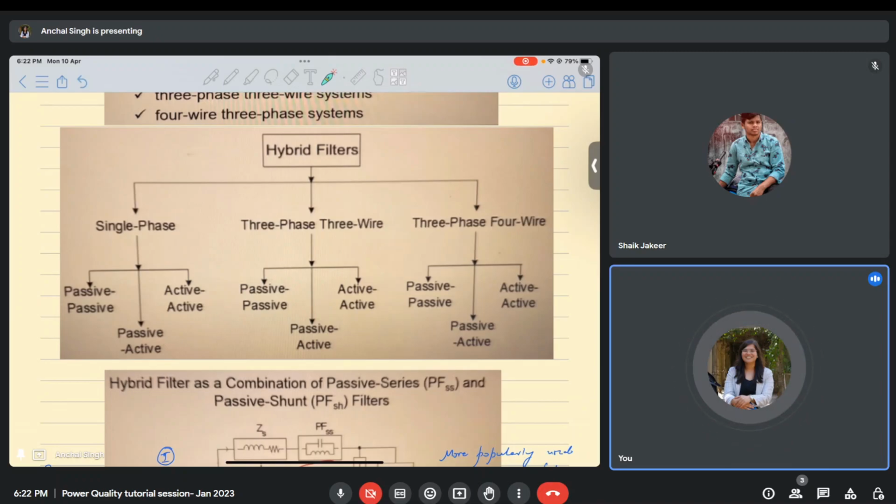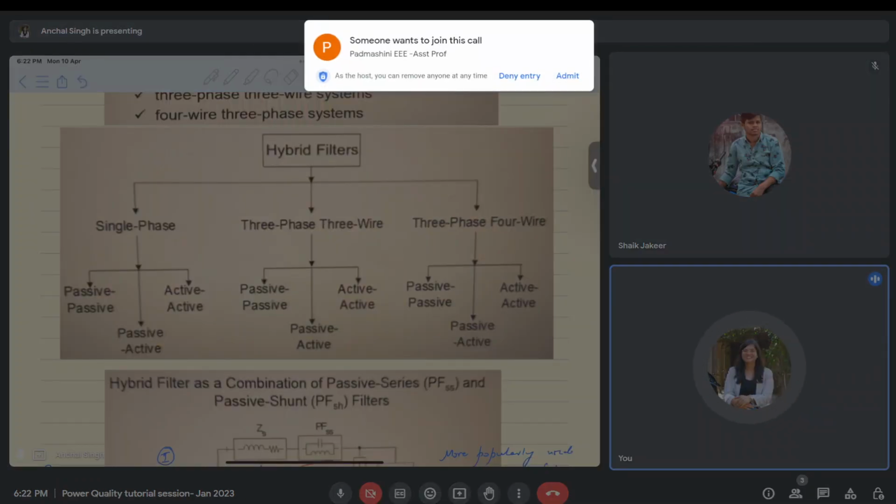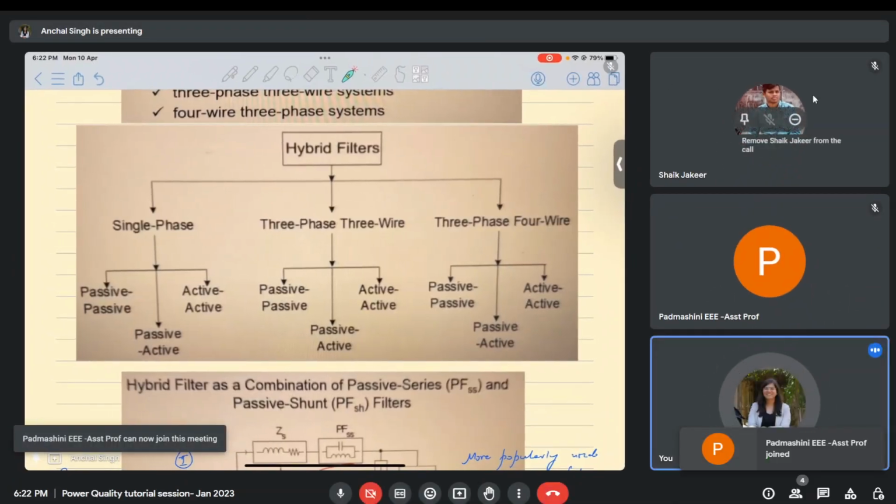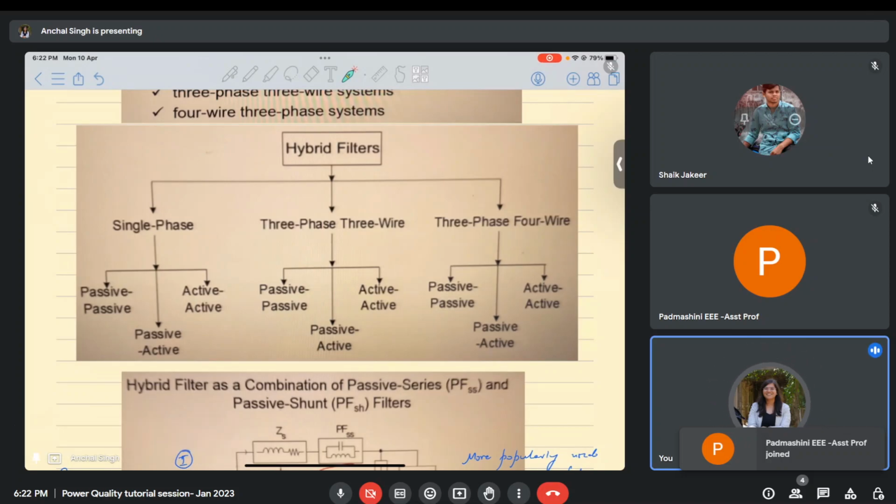Okay, so don't get overwhelmed if you look at the lot of topologies present for hybrid filters. You just have to stick to the basic principle of what function a hybrid filter performs, and just by looking at that basic principle of the hybrid filter, you will be able to understand what any of those topologies is doing. Okay, so we'll be looking at a few examples of these hybrid filters.